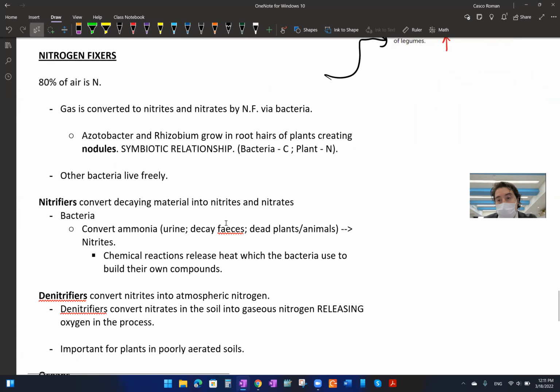Okay, you don't necessarily have to be living with a plant. There's some bacteria that live freely in the soil. This is what I kind of mentioned in the diagram there. They also fix nitrogen into ammonia, okay, and nitrates there.